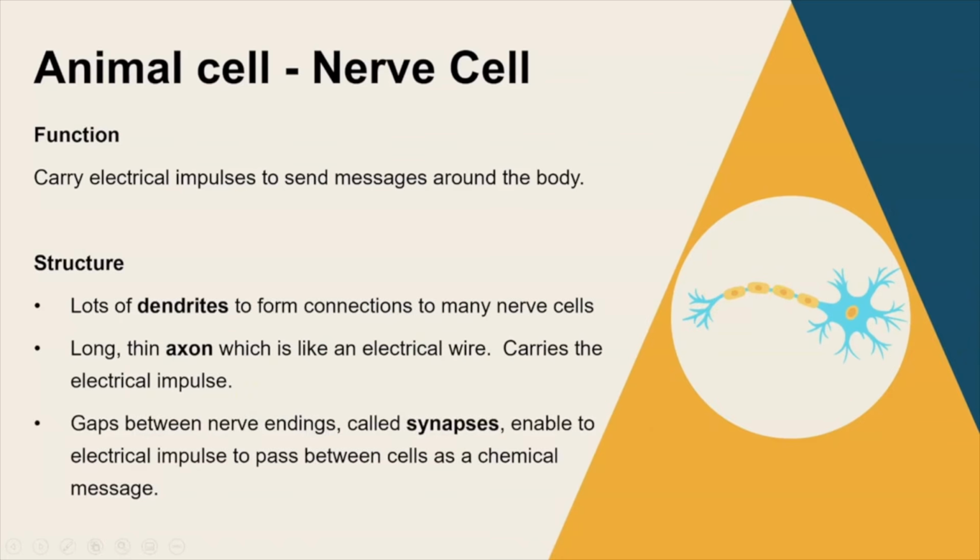You then will have gaps between the endings of the nerve and between another nerve, and we call those gaps synapses. And at that point, you will have the message being sent as a chemical impulse or message.